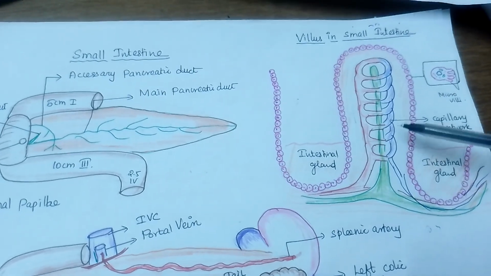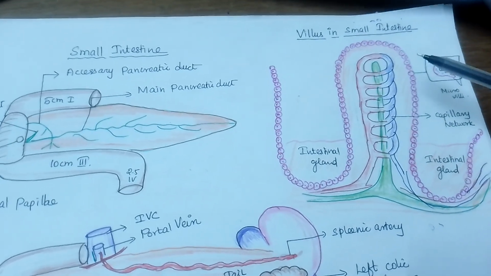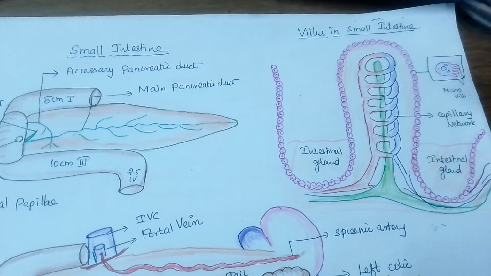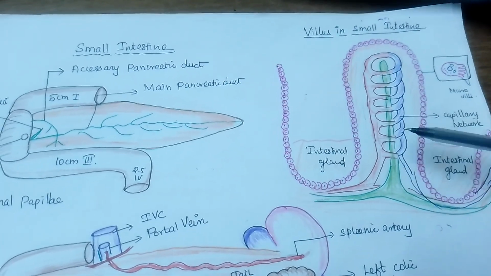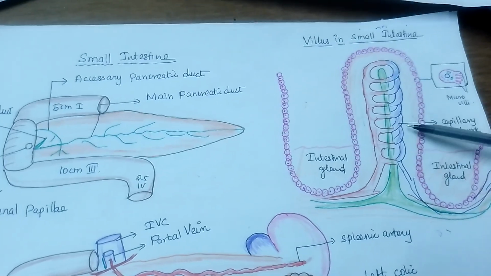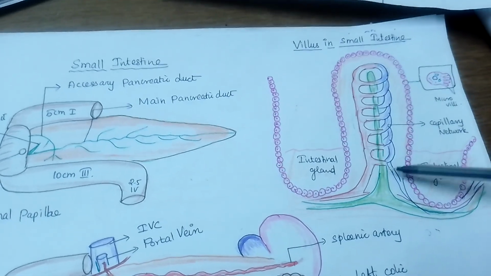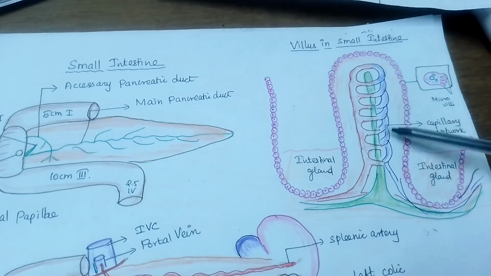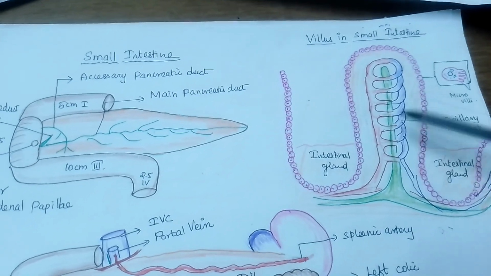So what will happen to this? When the food comes from the stomach to the small intestine, it is called chyme. From the esophagus to the stomach, it's a bolus. From the stomach to here, it is the chyme. What are the main functions of the small intestine?